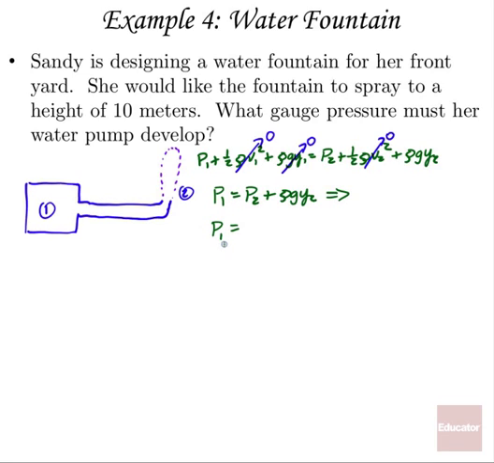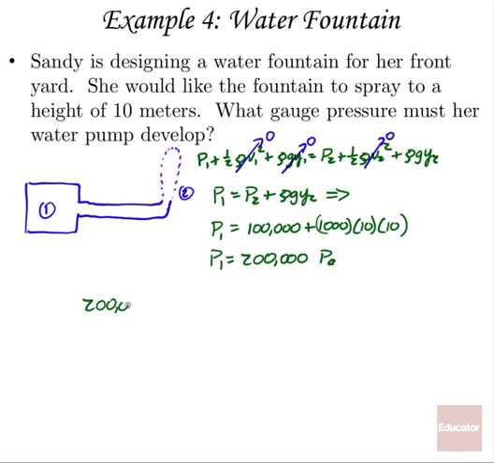Pressure 2 is open to atmosphere, so we know that's going to be 100,000 pascals plus rho 1,000 times G, 10 meters per second squared, times Y2. We want that 10 meters high. So P1 is going to equal 100,000 plus 1,000 times 100, or a total of 200,000 pascals. Okay, so that's the pressure that we need total.